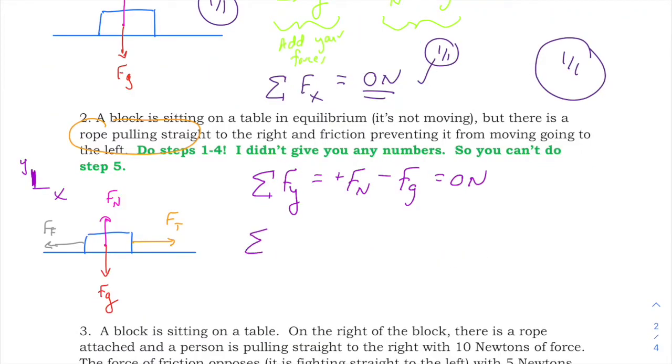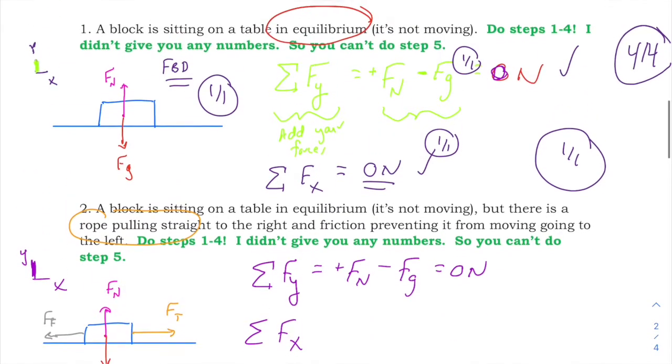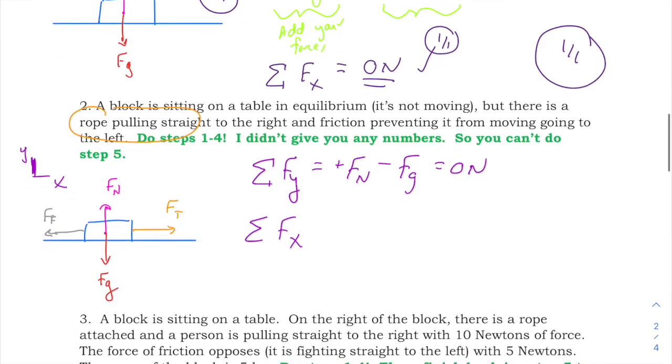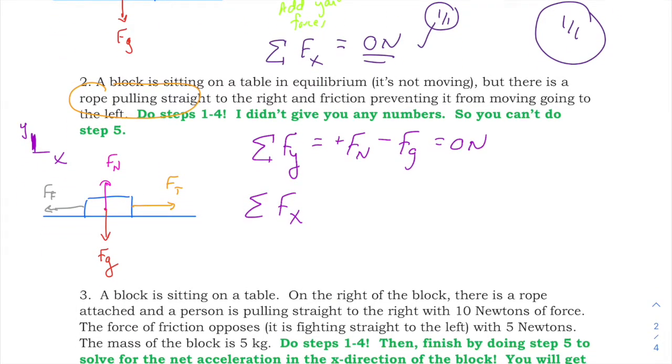And then in the x direction, last time we had nothing going on left and right. This time we have 2 forces. We have force tension pulling to the right, and see how positive is to the right. So Ft will be positive. That's that force pulling to the right minus the force of friction. And that, since it's not moving, is equal to 0 newtons.